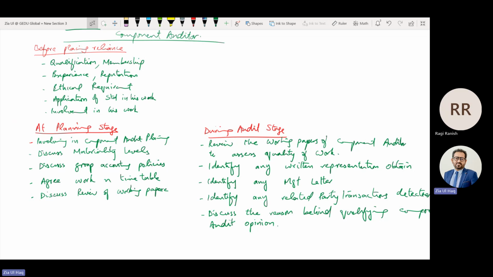Before placing reliance, what we need to consider? At planning stage, what procedures we should perform, and during audit, or you can say at a final review stage, what procedures we should perform.